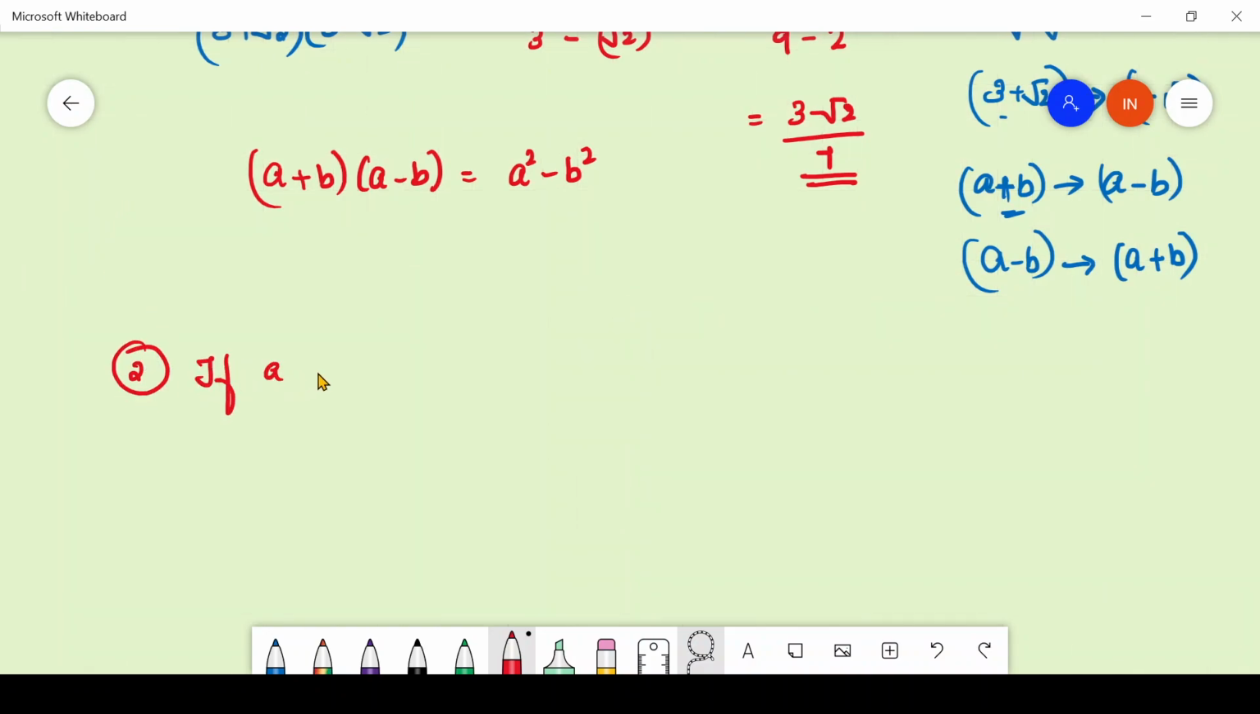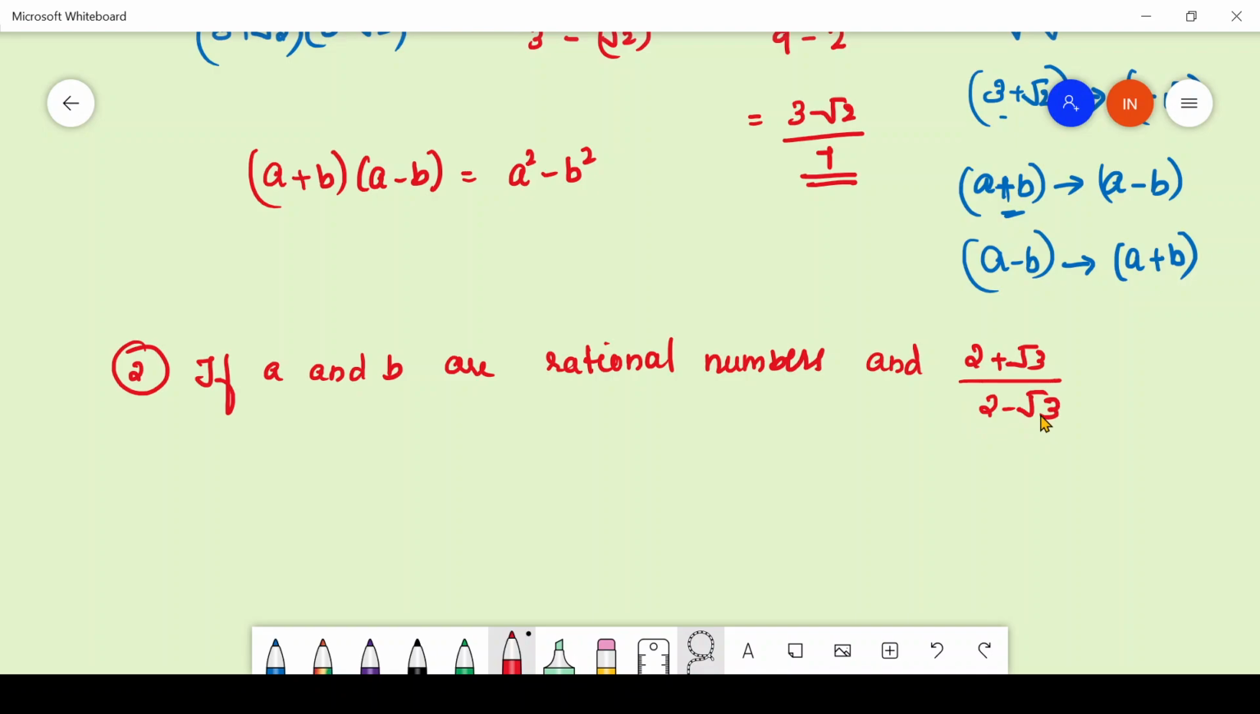So the question is, if a and b are rational numbers, and (2 plus root 3) by (2 minus root 3) is equal to a plus b root 3. Okay, what we have to do here? Find the values of a and b. How can we do this type of question?